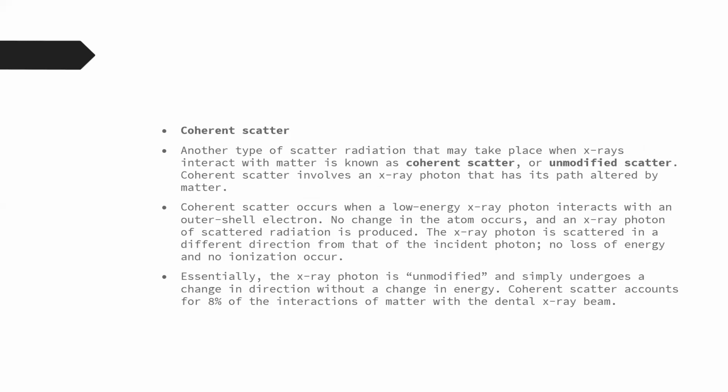Then we have the last, which is coherent scatter, right? So this involves an X-ray photon that has its path altered by matter, right? So it occurs when a low energy X-ray photon interacts with an outer shell electron. Now, no change in the atom occurs, and an X-ray photon of scatter radiation is produced. Now, the X-ray photon is scattered in a different direction from that of the incident photon, with no loss of energy and no ionization occurs, right?